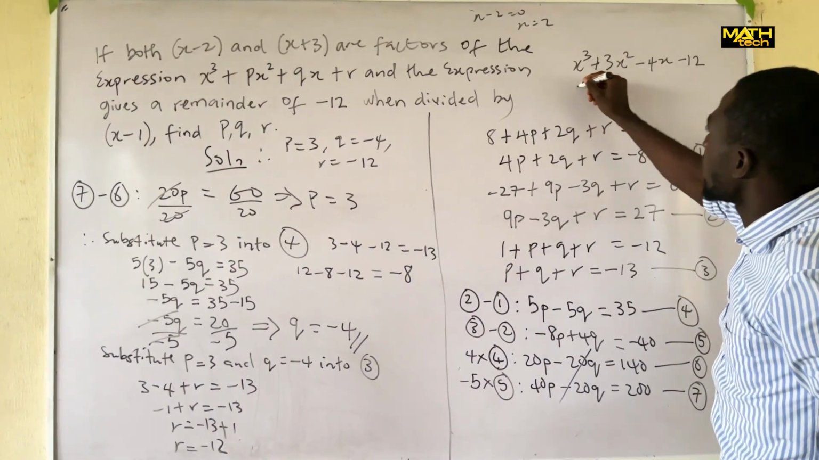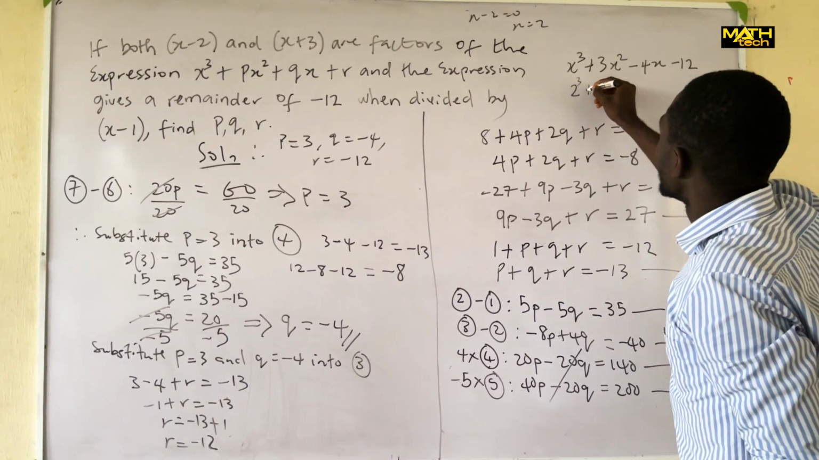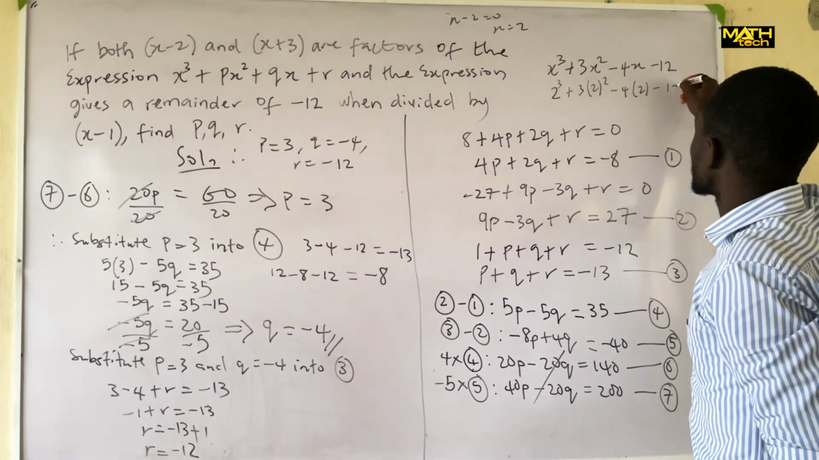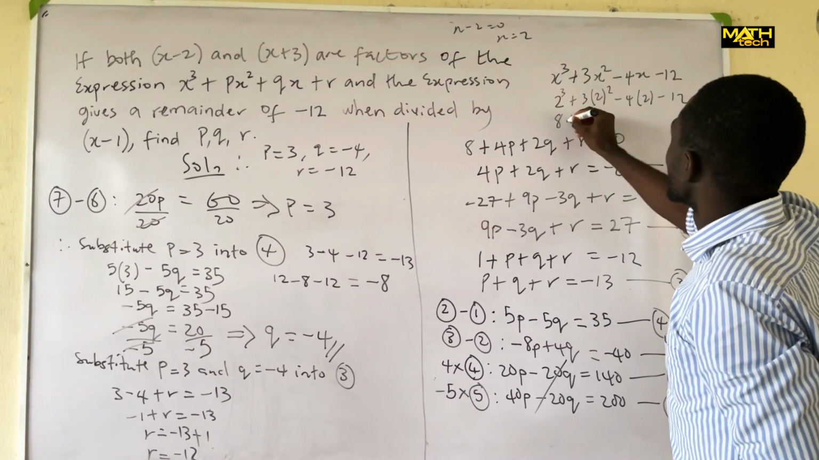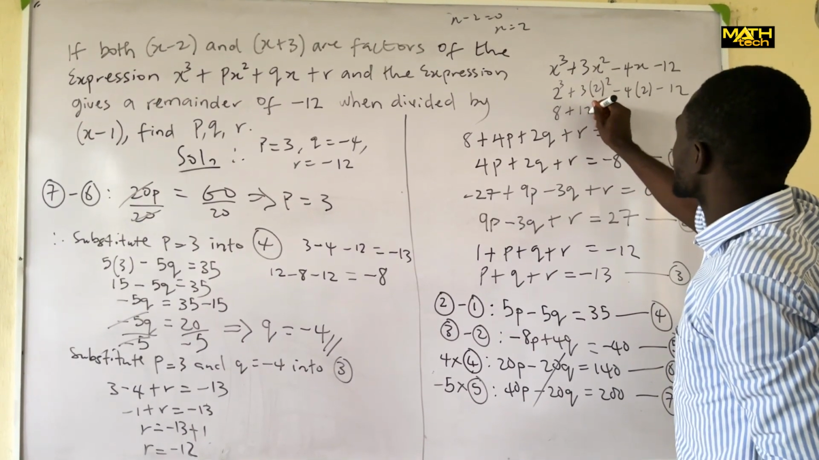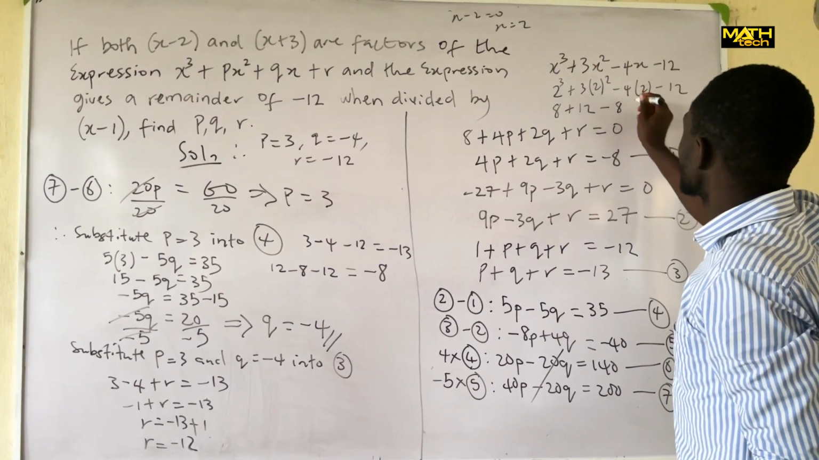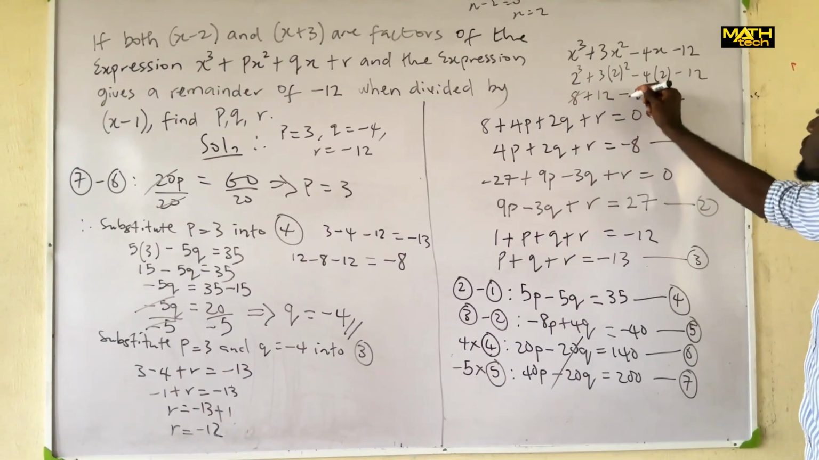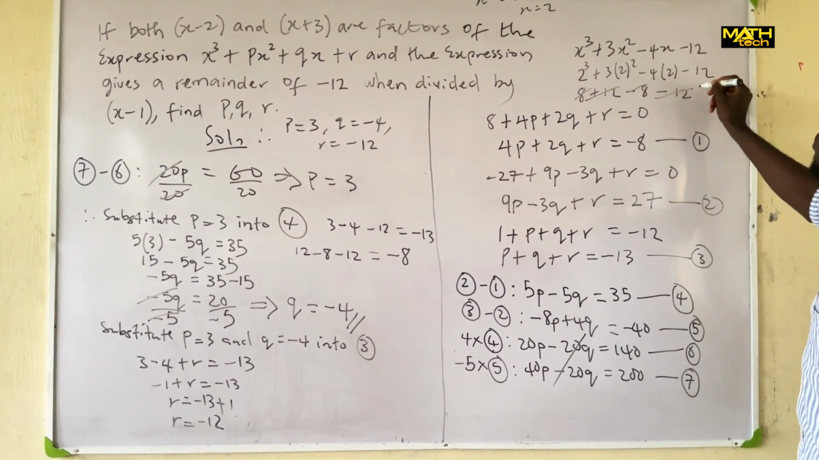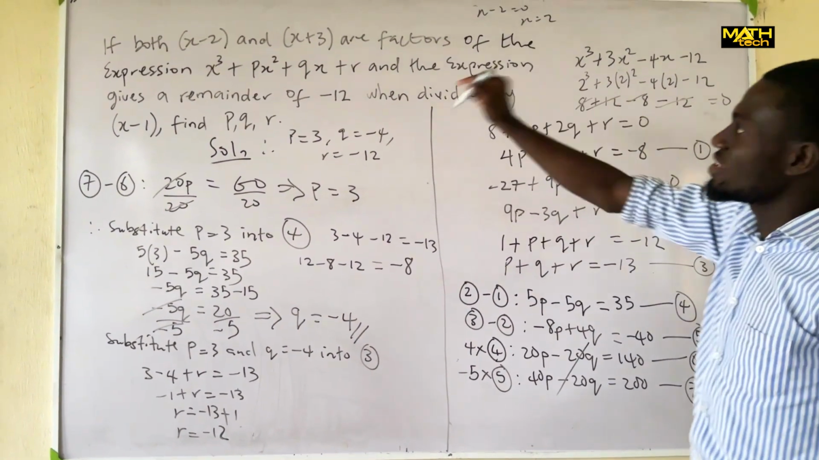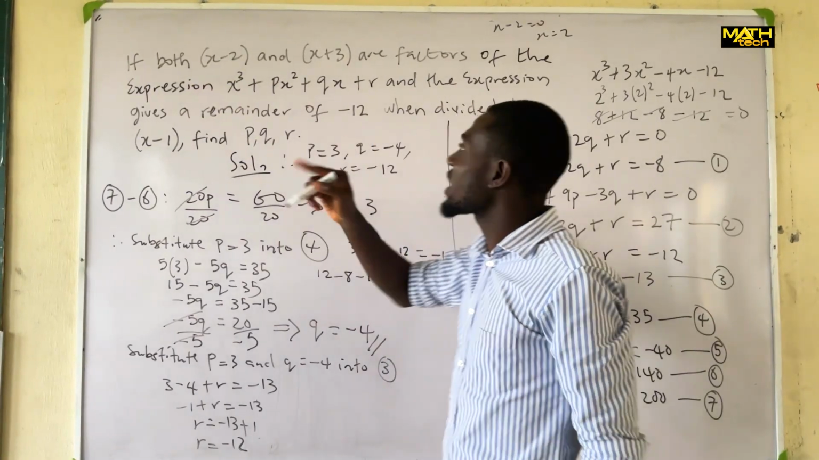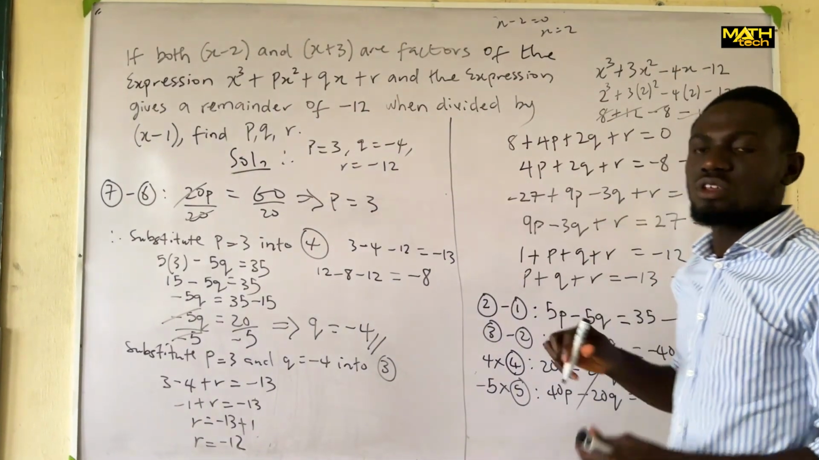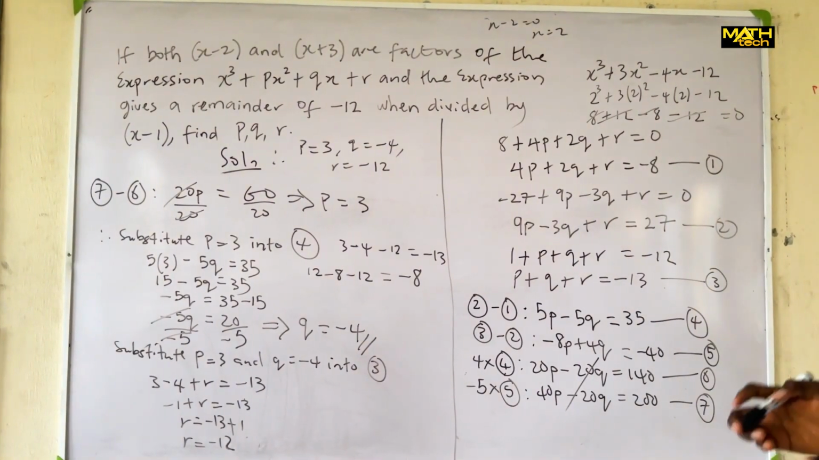So substituting 2 here, we'll have 2 cubed plus 3 times 2 squared minus 4 into 2 minus 12. Here will be 8, here will give us 12, here will give us minus 8, and here will give us minus 12. So we can see that 8 minus 8 goes, plus 12 minus 12 goes, and the result is what? 0. That is why x minus 2 is a factor of the expression x cubed plus 3x squared plus qx plus r.